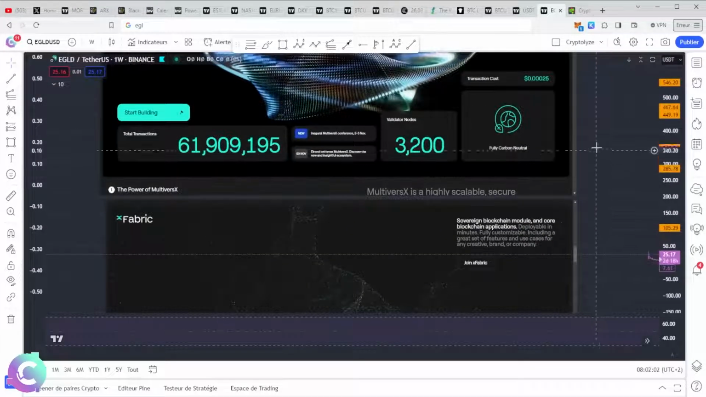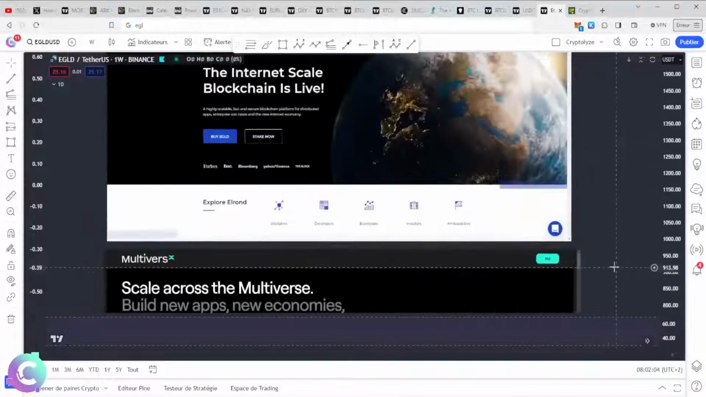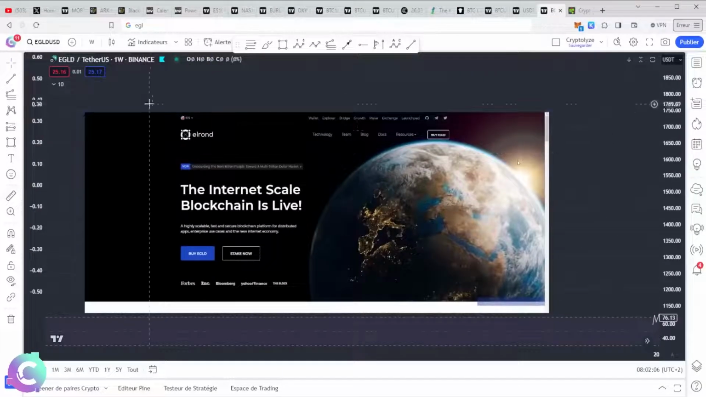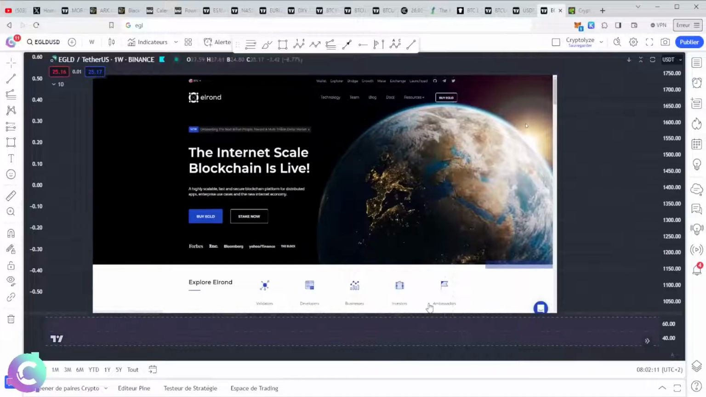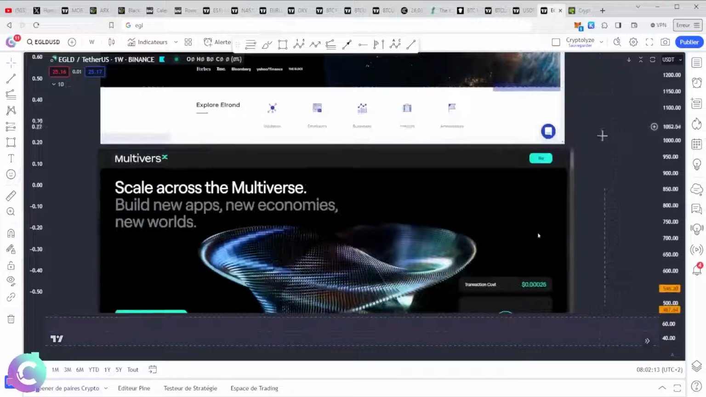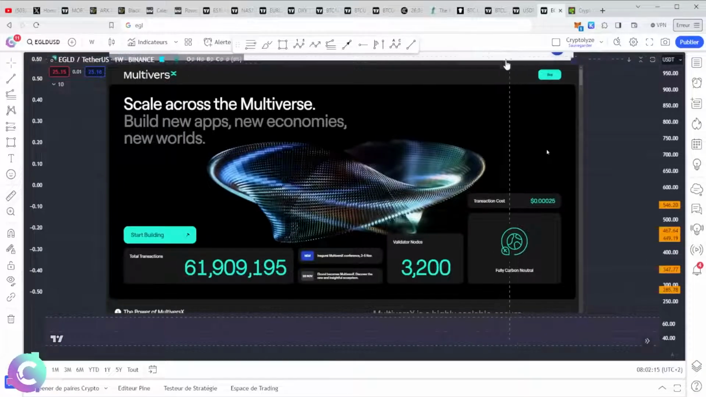So they did a rebranding which is quite strong. They talk about Multiverse X. They go from Elrond here, with a site which is much more corporate, much more financial and, let's say, business, to a site which is much more mainstream. So it's classic reuse, and it will mainly target users.